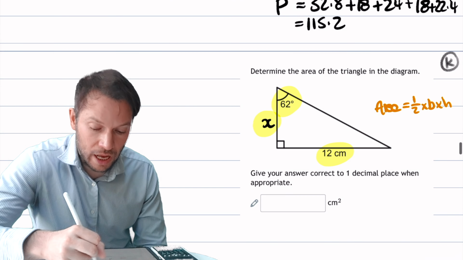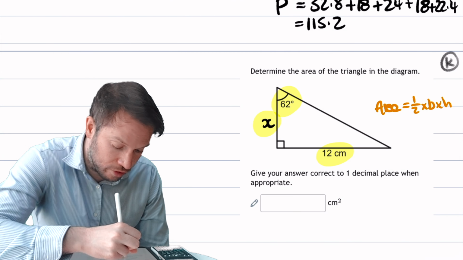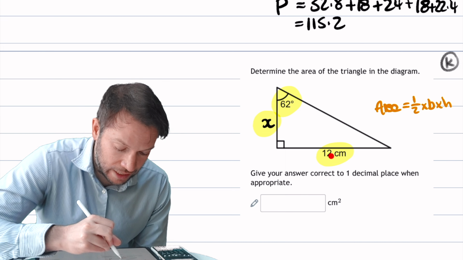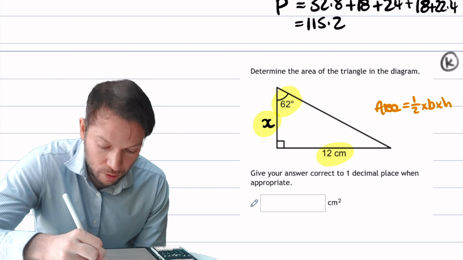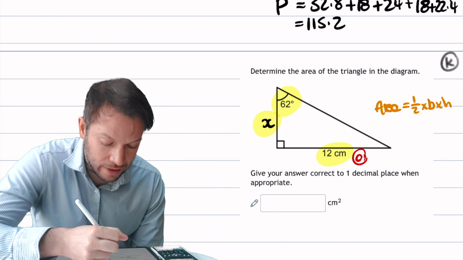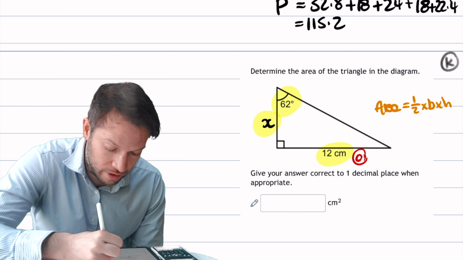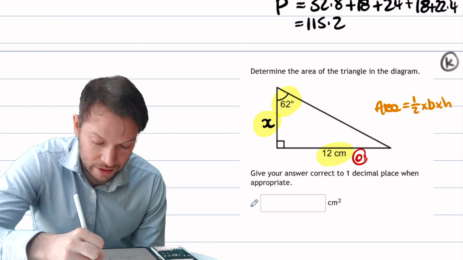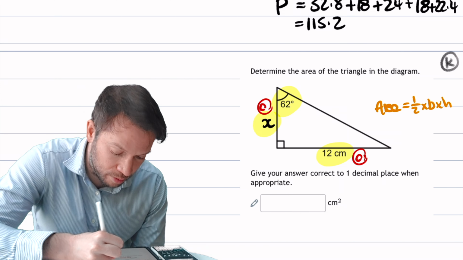Now, remember how we use trigonometry? We label the sides of interest relative to the angle of interest. This side here is opposite to that angle of interest, so we call it the opposite. I put a little O in a circle. And the x here is next to the 62 degrees, the angle of interest. We say it's adjacent to it. Adjacent means next to, so we label it with A.